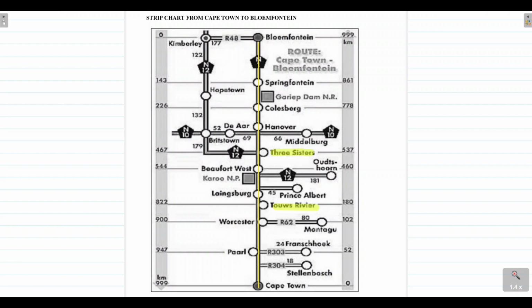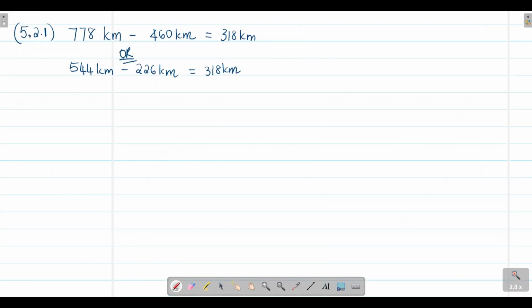And then what are the total number of towns that we see here? The towns are denoted by this circle here. When we see this circle, that means that we're passing a town. So we've got 1, 2, 3, 4, 5, 6, 7, 8, 9 total towns that we would be passing through or past along the N1.